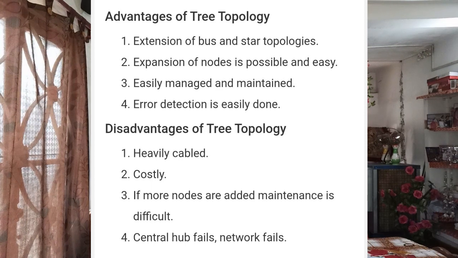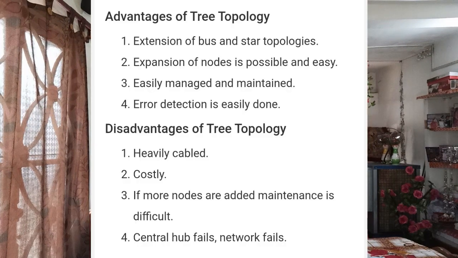The third one is easily managed and maintained. This type of topology will be managed very easily. There is no problem in managing such topology. The fourth advantage is error detection is easily done. एरर डिटेक्शन कहने का मतलब अगर कहीं पे भी प्रॉब्लम होता है रूट में या चाइल्ड में, तो उस एरर को हम लोग इजीली आइडेंटिफाई कर सकते हैं. सो एरर डिटेक्शन इज वेरी इजी इन सच टाइप ऑफ टोपोलॉजी.